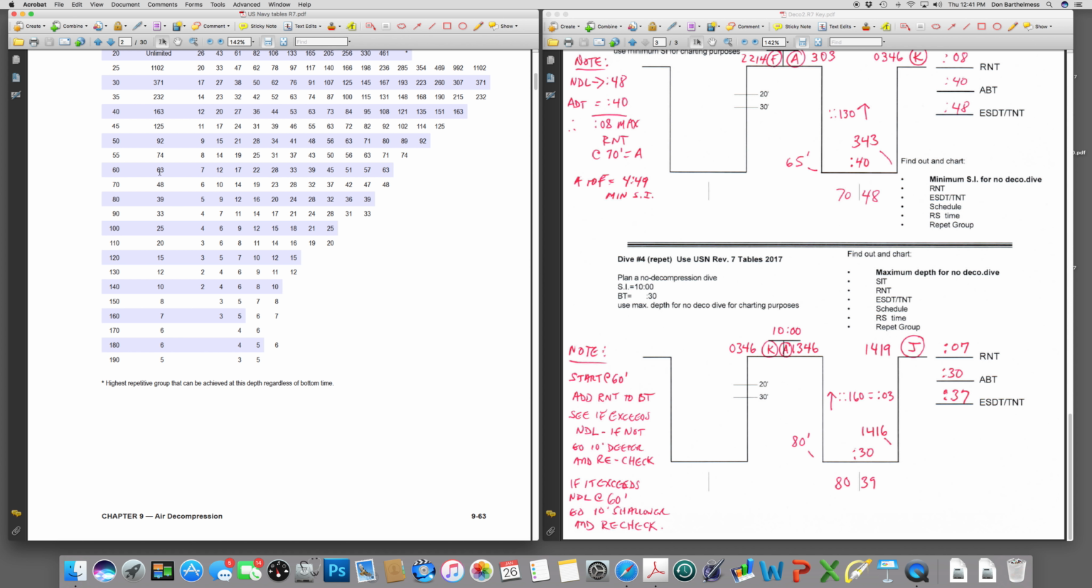If it doesn't go deeper, 60 feet is 63 minutes no decompression. That is the new number for revision 7 for the Navy. It used to be 60 for years, but we're still going to start at 60 feet. So let's take a look.